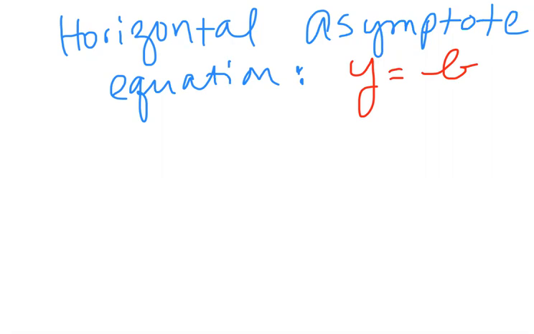Now, when it comes to the horizontal asymptote, there are three things we'll look at. There are three cases for the horizontal asymptote. So guys, pay careful attention to this. And of course, you can always go back over the video, okay?